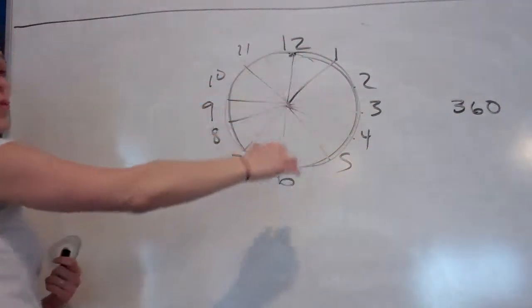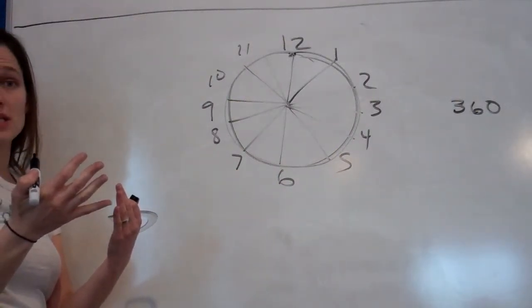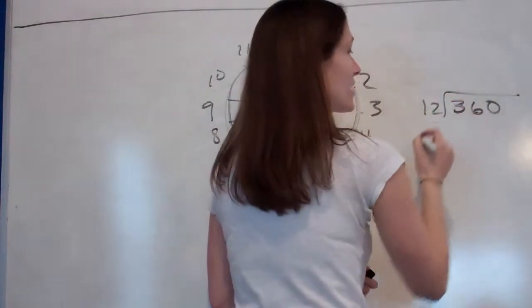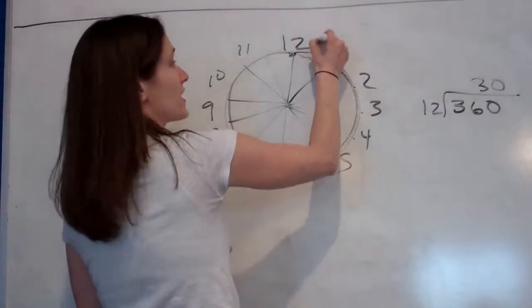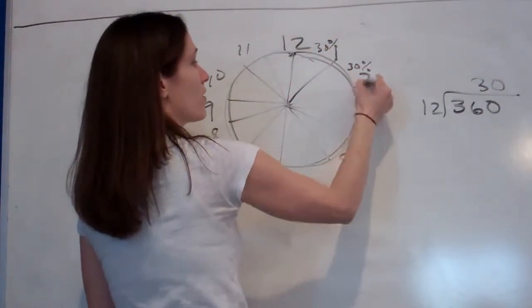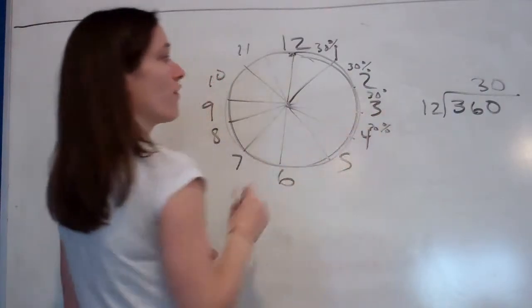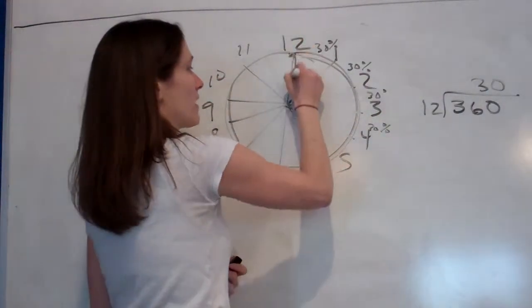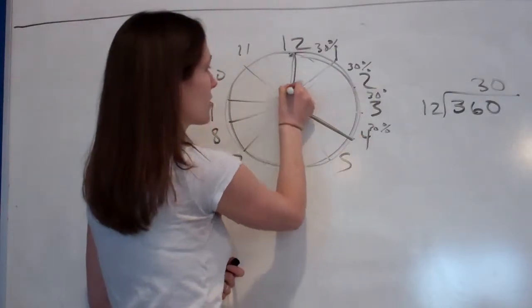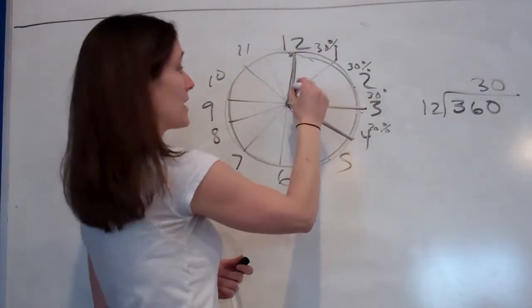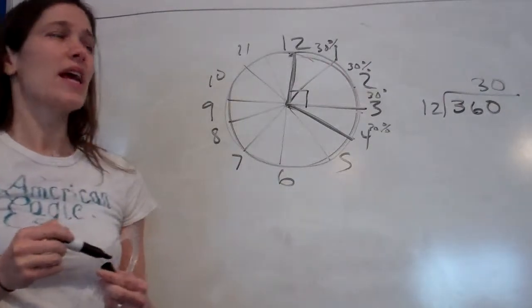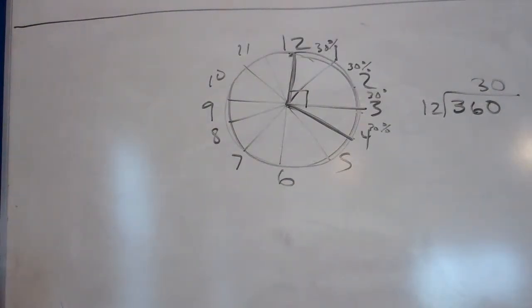So if the entire clock is 360 degrees all the way around, and I have 12 different sections, then I divide and get 30 as my answer. So this is 30 degrees, 30 degrees, 30 degrees, and so forth. If you saw a measurement that was about like that, you would see in your head that it's more than 90 degrees, a little bit more. So you can determine it by looking at a clock. Everybody got it?